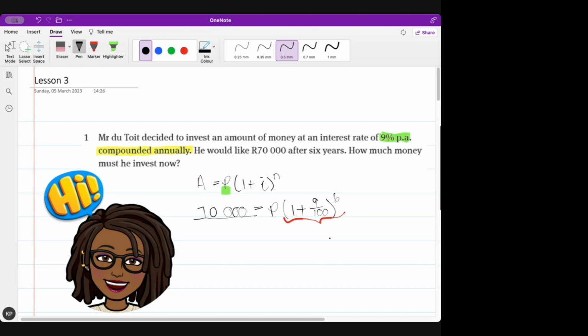0.09. And then you say 70,000 Rand divided by that. So yes, you divide it by this whole bracket. And it gives you that P will be equal to 41,738 Rand and 71 cents. Lovely. So it looks like we're all sorted.